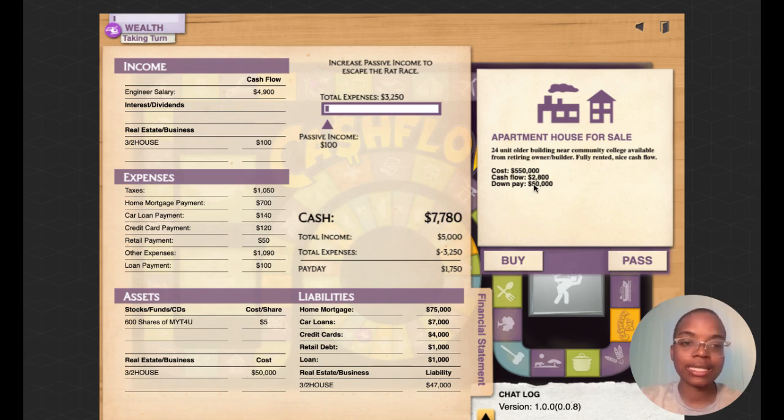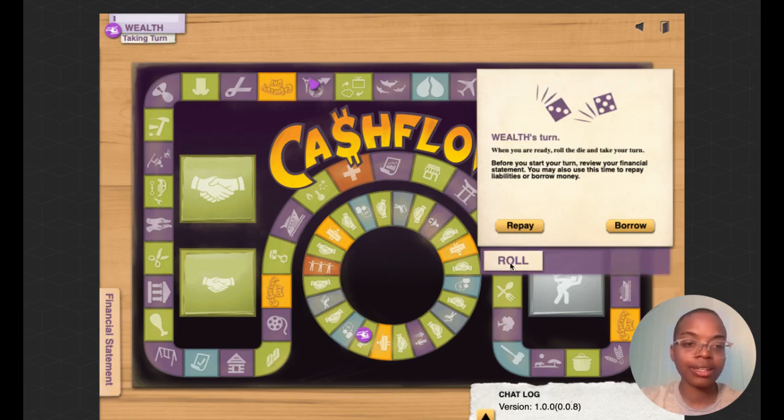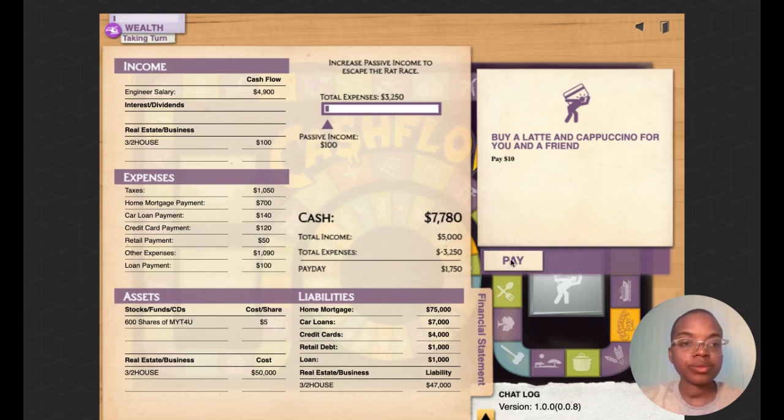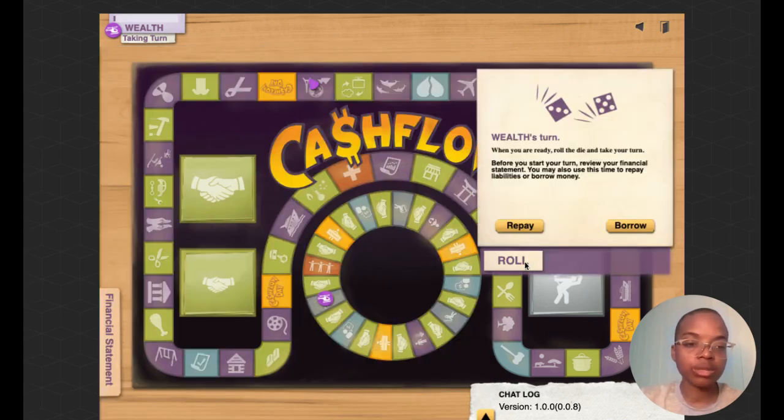Just realistically, it's around $43,000 outside of my current cash. And even with a loan, that's going to really put me into a negative cash flow. So I'm just not ready for a big investment of this type yet. I'm going to pass on that. But once I get my bread up, for sure, going to go for something like that. So bought a latte and a cappuccino for me and a friend. That's fine. I'll pay the $10 for that. Investing in relationships are always important.